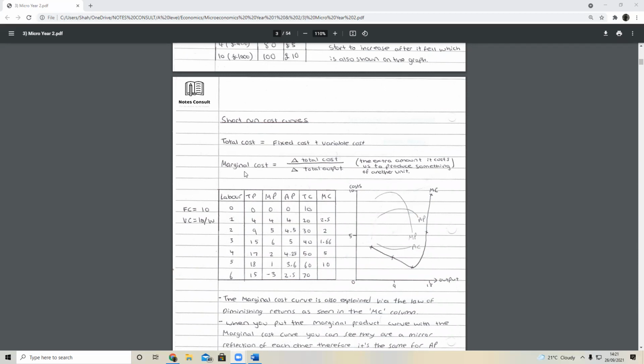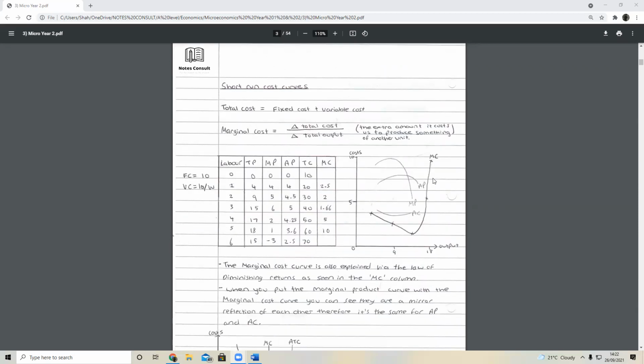How do we work out, what if a question asks to work out the marginal cost? Okay. The correct formula to work out marginal cost is the change in total cost divided by the change in total output. This triangle means change, okay? The change in total cost over the change in total output gives us the marginal cost. The marginal cost is the extra amount it costs us to produce one more unit. We can use this formula here.